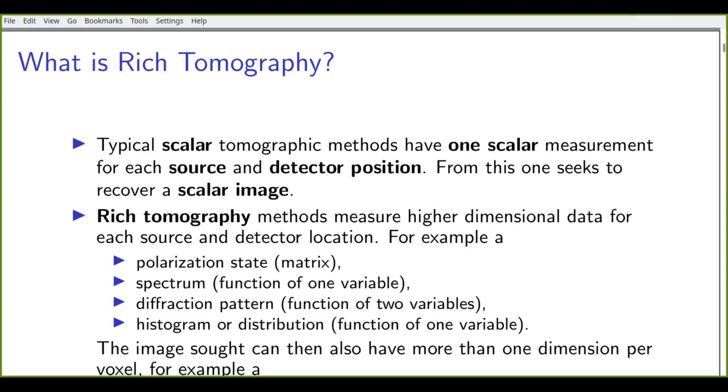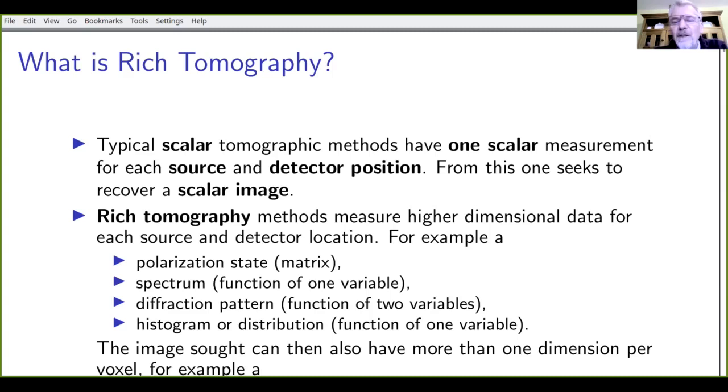So roughly, rich tomography is anything of a kind of high dimensional nature. In particular, I mean that you measure more than a scalar for each source and detector position. I'm thinking typically we're still going along straight lines, but of course there's also tomography problems over curves and surfaces. Here are some examples that we'll go into in greater detail.